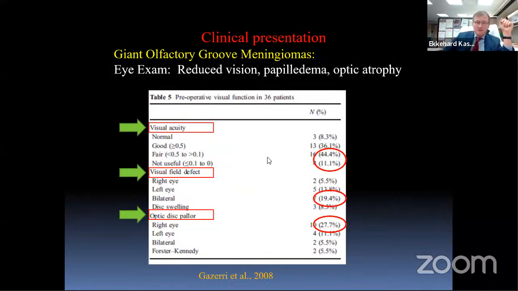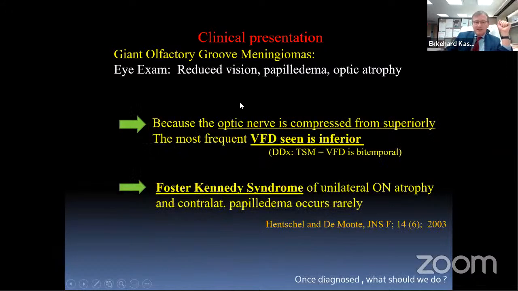With respect to visual symptoms, it could be reduced vision, papilledema, optic atrophy. Visual acuity is affected in almost half of the patients, but 20% of them show up with visual field defects, and about 1/4 has some form of optic disc pallor. Now, with respect to eye symptoms, two things are noteworthy. The optic nerve in these tumors is compressed from superiorly, so if you find a visual field defect, it's usually inferior. And the famous Foster-Kennedy syndrome was actually described in olfactory groove meningiomas, with this compression of the unilateral optic nerve and contralateral papilledema.